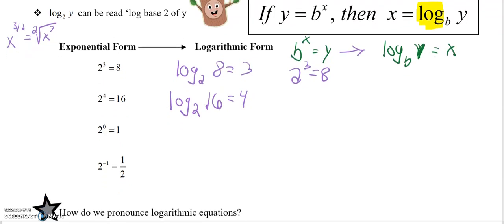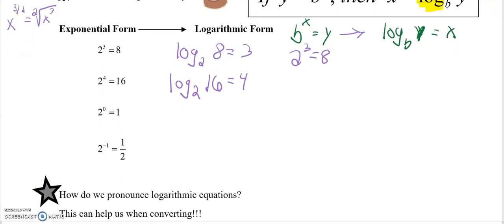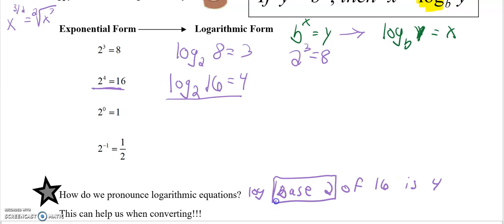Now here's a quick way that I always think of this and a way to memorize this. Down here you'll see, how do you pronounce a logarithmic equation? Let's say that we wanted to pronounce this example right here. We would read this logarithmic equation as log base 2 of 16 is 4. The key here is it says base 2. When it comes to exponents, this 2 is your base. It's the same thing with logarithms.